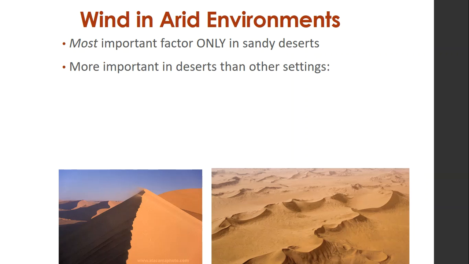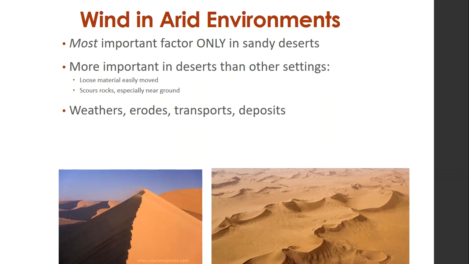Wind, however, is more important in deserts than other settings because you have loose material that's easily removed, and that loose material can scour rocks, especially near the ground. You can imagine if you had a bunch of sand blowing at you, how that would feel. It almost feels like sandpaper, and so it has the ability to erode away rocks. And so wind, just like water, weathers, erodes, transports, and deposits material. It does the same thing that water does, but on a much smaller scale.